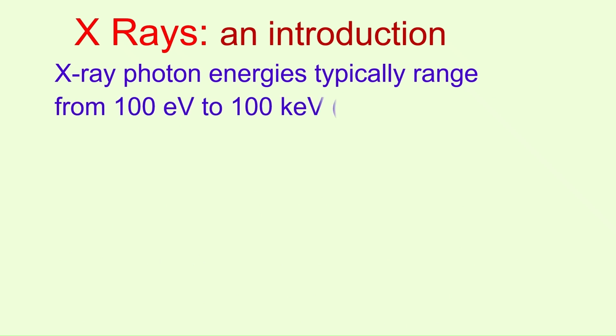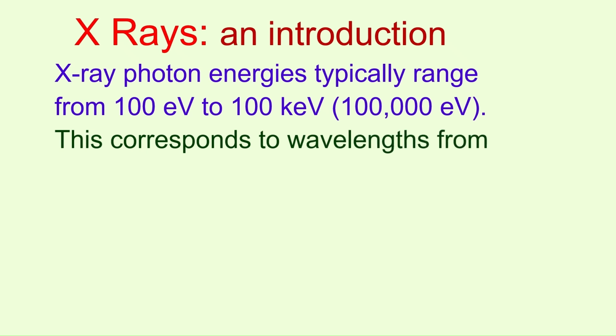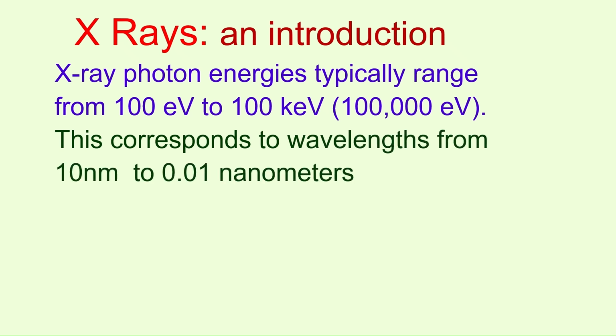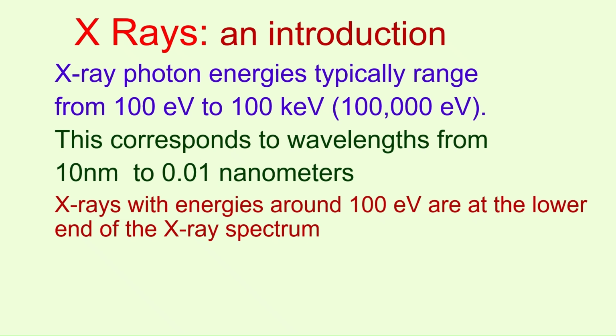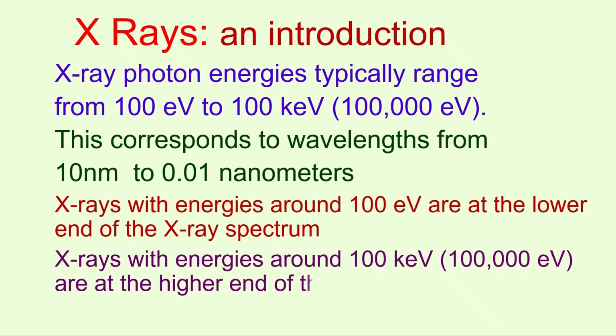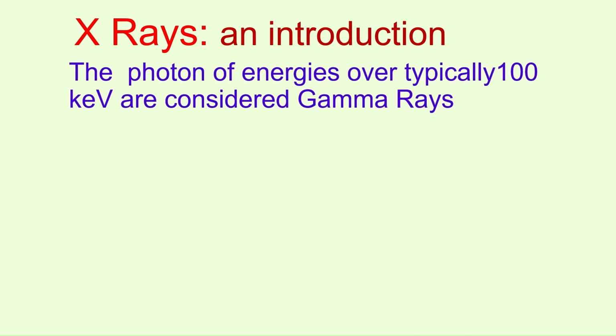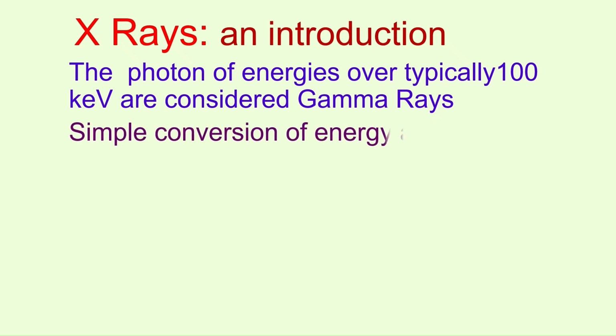X-ray photon energies typically range from 100 electron volts to 100 kilo-electron-volts, or 100,000 electron volts. This corresponds to wavelengths from 10 nanometers to 0.01 nanometers. X-rays with energies around 100 electron volts are at the lower end of the X-ray spectrum. X-rays with energies around 100 kilo-electron-volts are at the higher end of the spectrum. Photons with energies over typically 100 kilo-electron-volts are considered gamma rays.